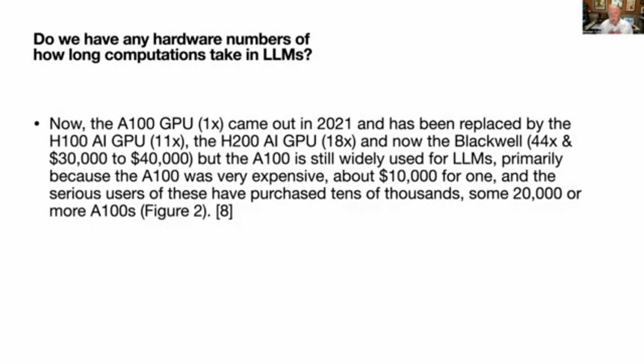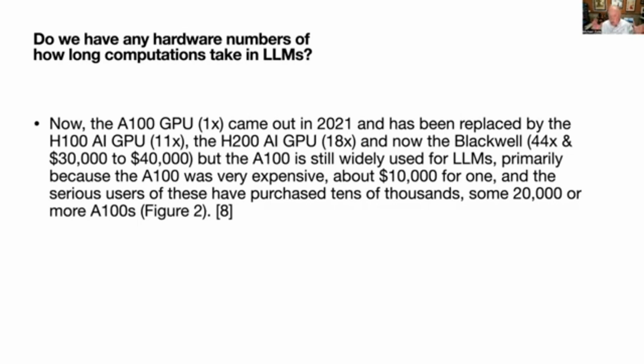Now, the A100 GPU we'll list that as 1X. Came out in 2021, has been replaced by the H100 AI GPU, which is 11 times the speed of the A100, 11X. The H200 AI GPU is 18X the A100, and now the Blackwell B100 is 44X, and it's about $30,000 to $40,000.